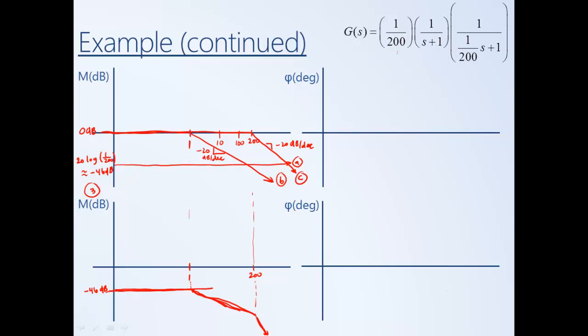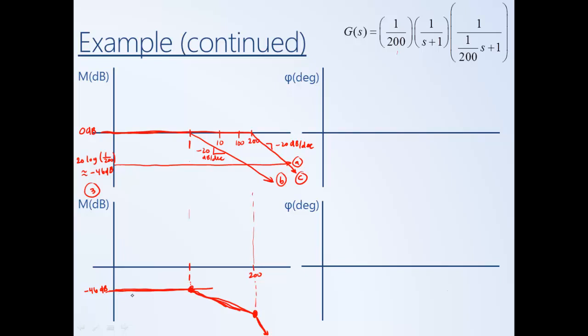And if we recall the things that we need to identify, we need to identify the magnitude at least 1 frequency. We've done that here with the minus 46. We need to identify the corner frequencies. One is at 1 radian per second, the other corner is at 200 radians per second. And then we need to identify the slopes of each segment.